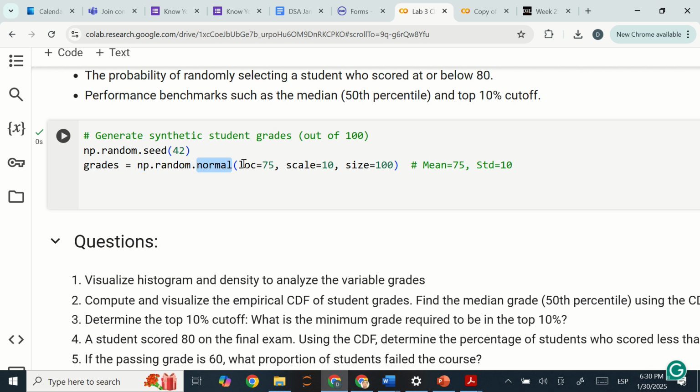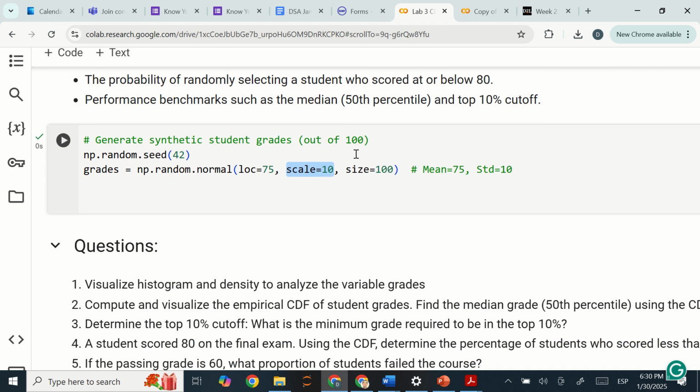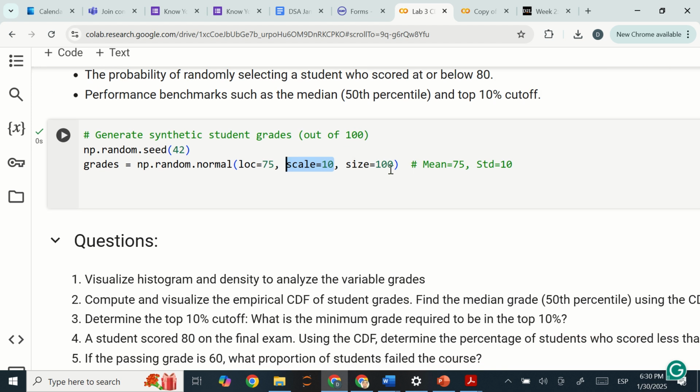For the normal distribution, the first parameter is the mean value, and the second parameter is the standard deviation. So we get that information from the problem description, 75 and 10, and the size is the number of observations, n. So with this function, we're creating the grades, the 100 grades.